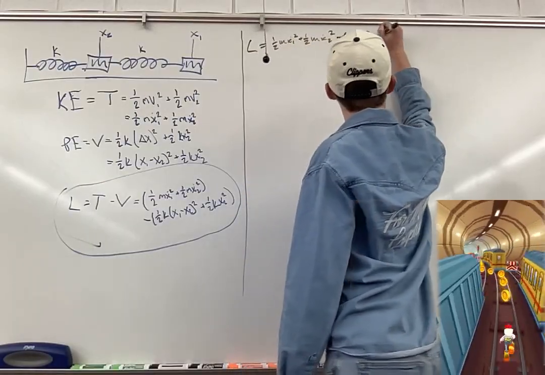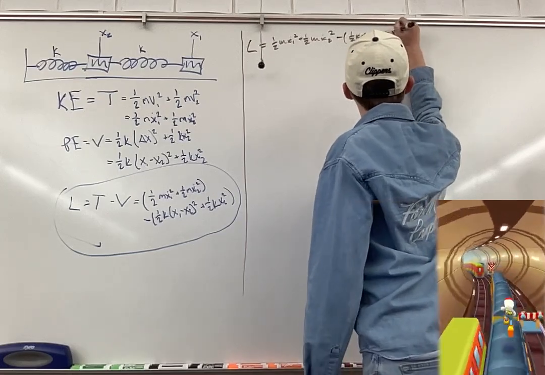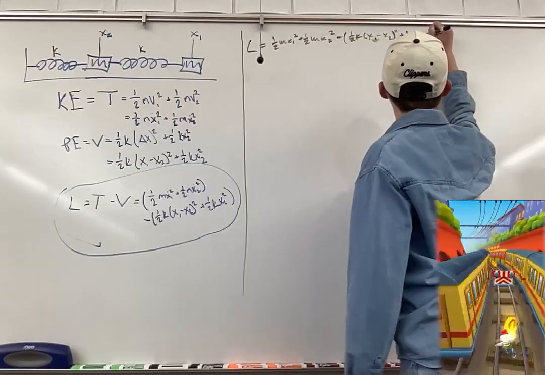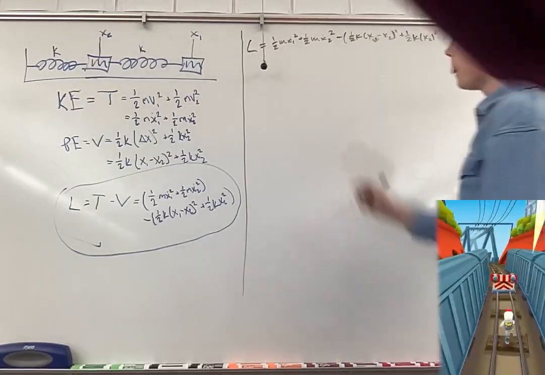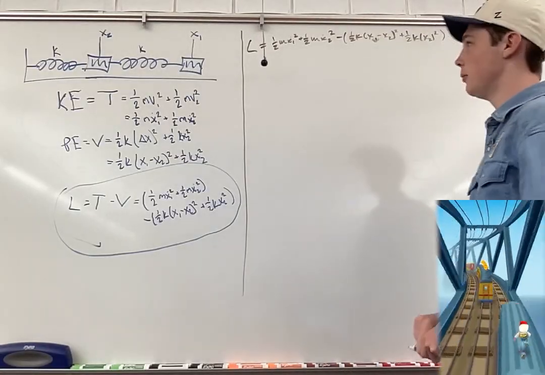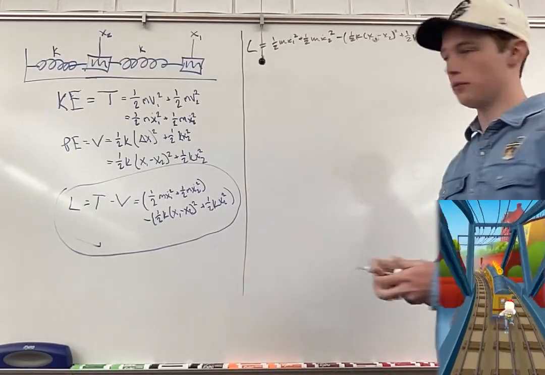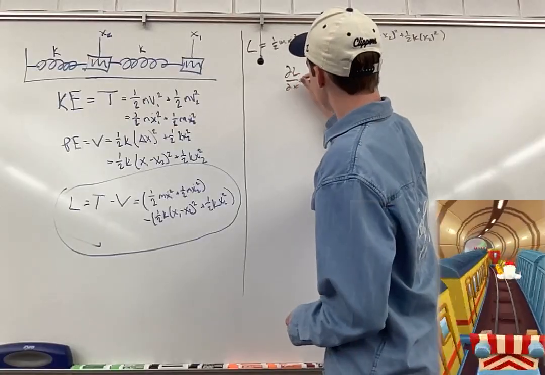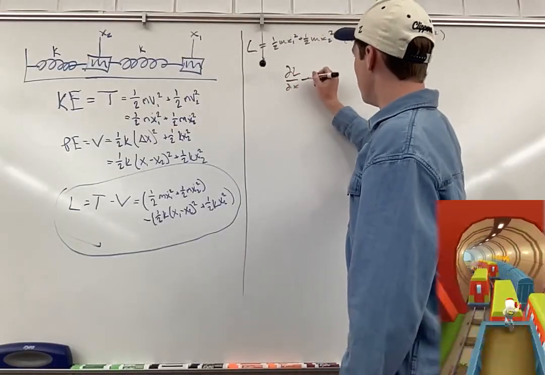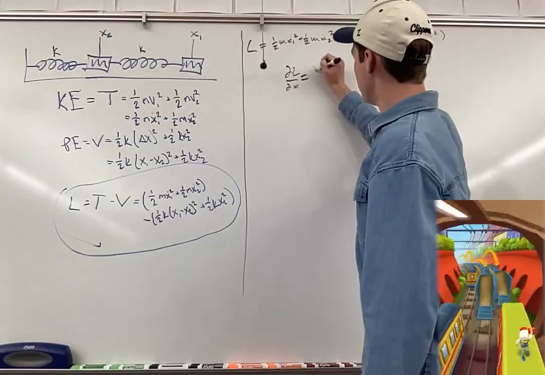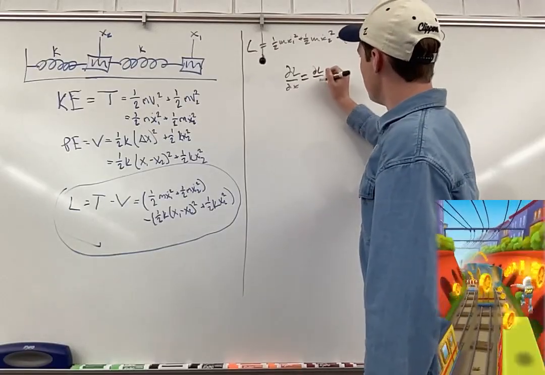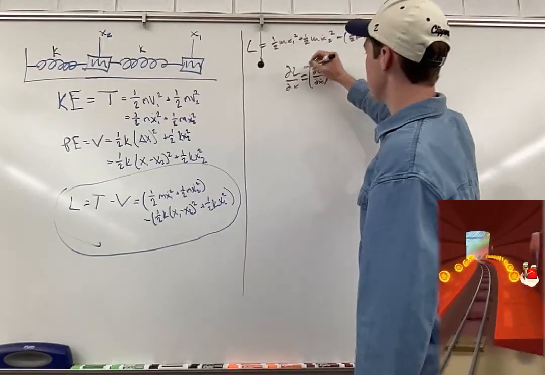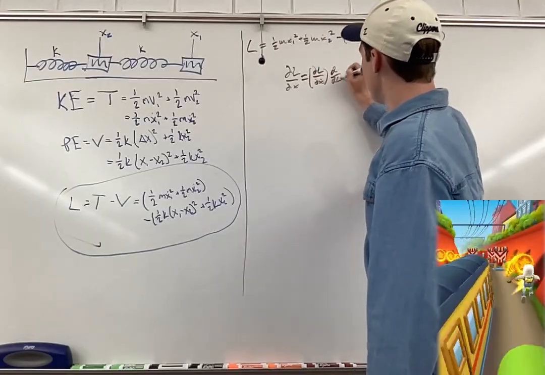1/2 k times x1 minus x2 squared plus 1/2 k times x2 squared. Okay, this is our Lagrangian, and that's going to be a little bit easier to differentiate. And according to Euler's equation, if we take the partial derivative of the Lagrangian with respect to x, that is going to be equal to the time derivative, d/dt, of the partial derivative of the Lagrangian with respect to x dot.